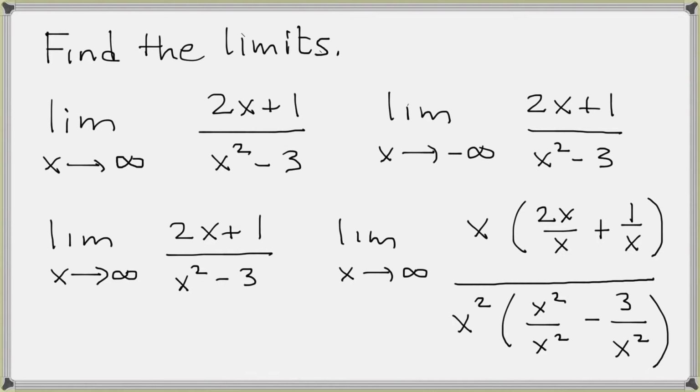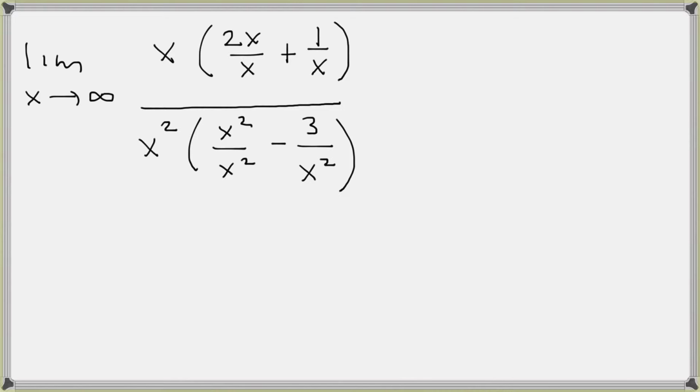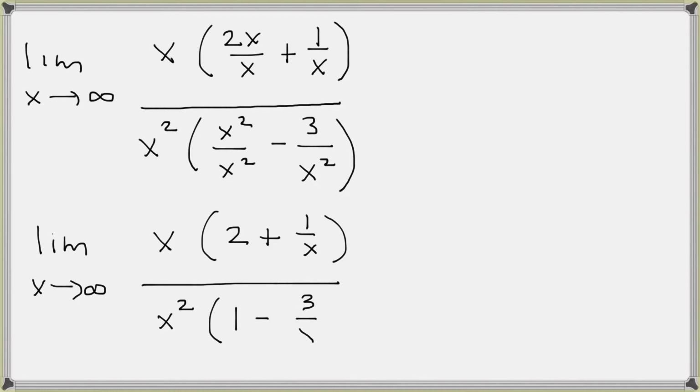Factor an x out of the top, so divide each term by x. Factoring an x squared out of the bottom, so divide each term by x squared. Okay, so that's just what we had there before. Now do some simplifying. Up here on the top, x divided by x is 1, and x squared divided by x is x, and that's about it.